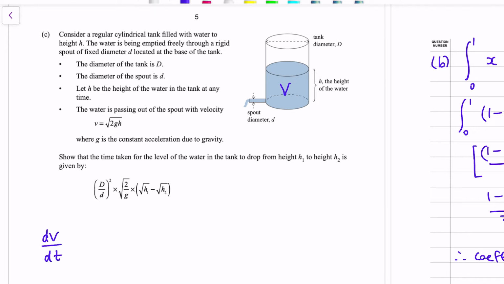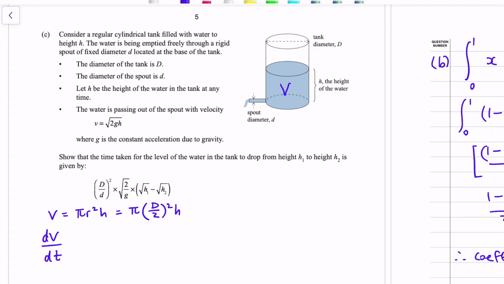We know, before we even get to rates, that the volume of water in that tank is pi times radius squared times height. But the question is set up in terms of diameters. So we get pi times capital D over 2 squared times height. That's the volume of water. And the question's asking us for the time taken for the level to drop from H1 to H2.